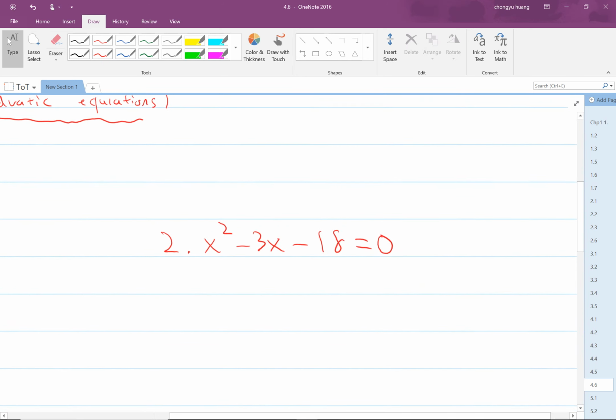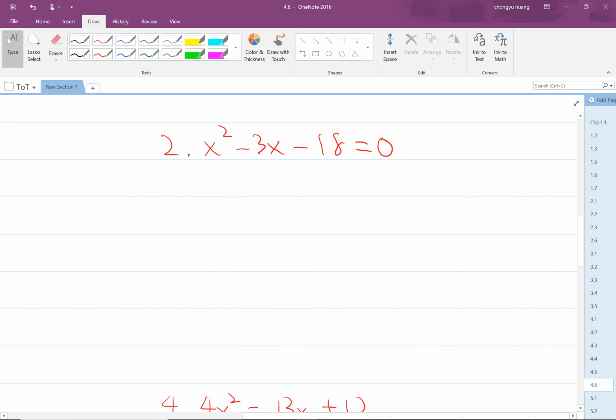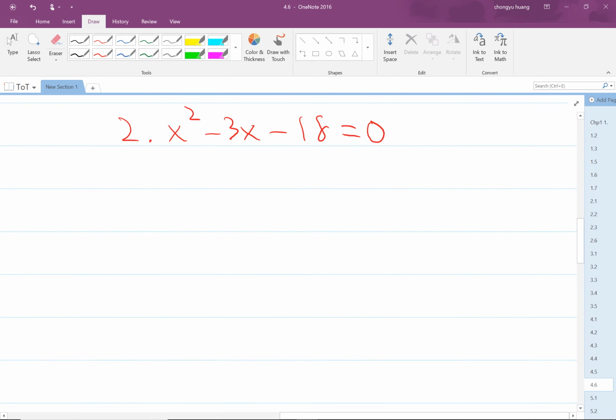I think you understand how we apply the zero product principle now, so we're just going to zoom in. In this question, we have to do the factoring again. Let me read the question first: x squared minus 3x minus 18 is equal to 0. Write those down in your notes. Negative 18 is equal to negative 6 multiplied by 3, so you write down negative 6 and 3.